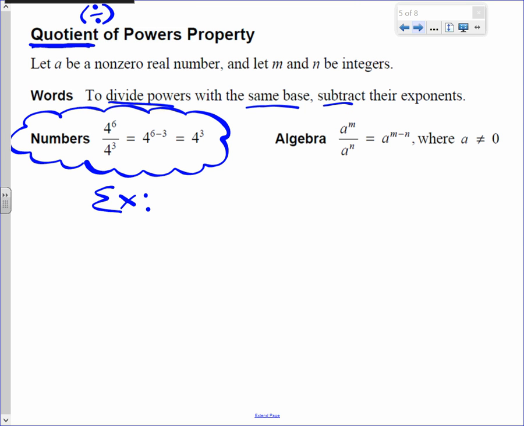Let's see. How about G to the 10th divided by G to the 6th. Beltran, are these the same base? What is the base? G. So we're dividing, the rule says subtract the exponents, we're good to go. So this will actually be G to the 10 minus 6 power, right? So it's G to the 4th.